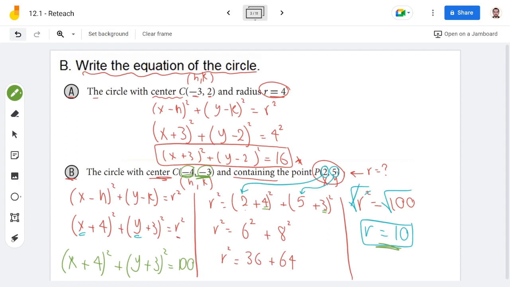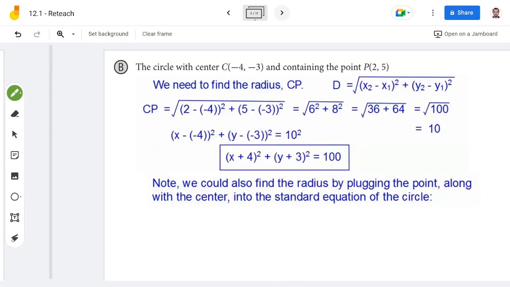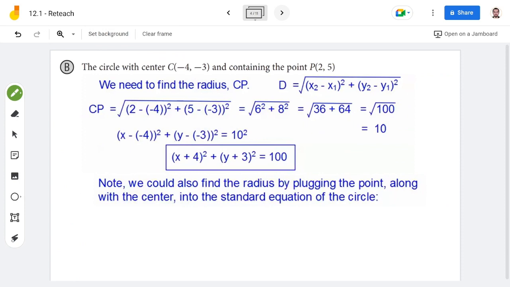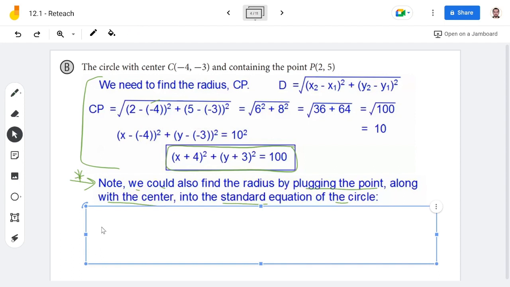Now, I will also show you I can use r to find my functions. Look at this one. Here, these are the steps that we did. So this is what I did. This is my equation, and this is the question. Note, we could also find the radius by plugging the point along with the center into the standard equation of the circle. Means the point that I have, I can plug into the formula. Let me show you how.